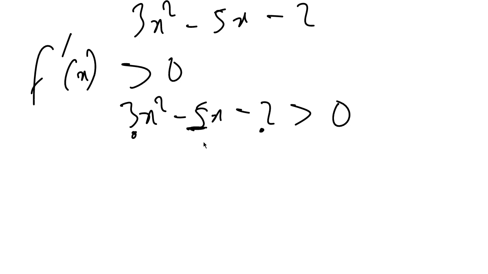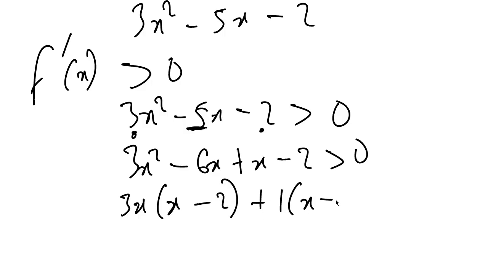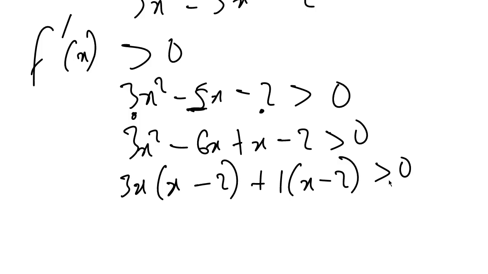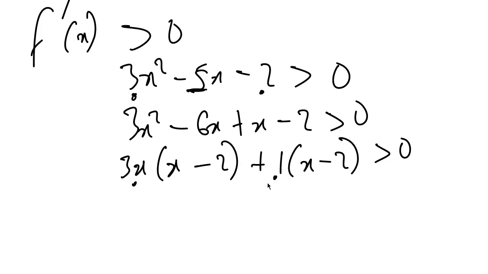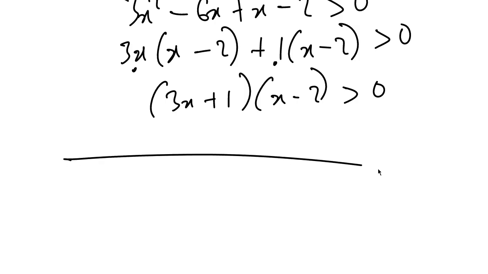That's simply negative 6 and 1, because negative 6 plus 1 is negative 5, and negative 6 times 1 is negative 6. So 3x squared minus 6x plus x minus 2 should be greater than 0. Factoring out 3x from the first two terms, 3x into x minus 2, plus 1 into x minus 2 should be greater than 0. Bringing these two together, I'm going to have 3x plus 1 into x minus 2 greater than 0.